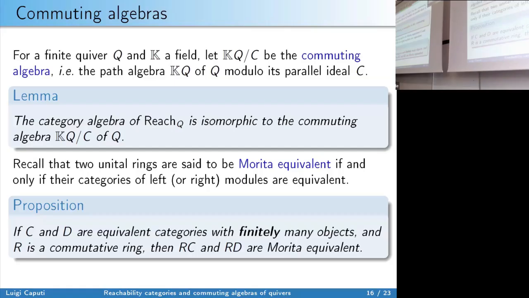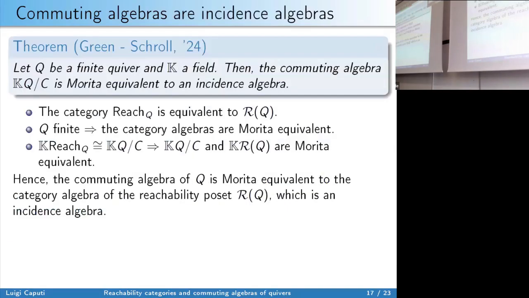And the result that we were able to reprove is the following result by Green and Schroll of last year, that says that the commuting algebra of a finite quiver is Morita equivalent to the incidence algebra. And I think I could give this as an exercise now because it really follows from the definitions, from the categorical definitions we gave.